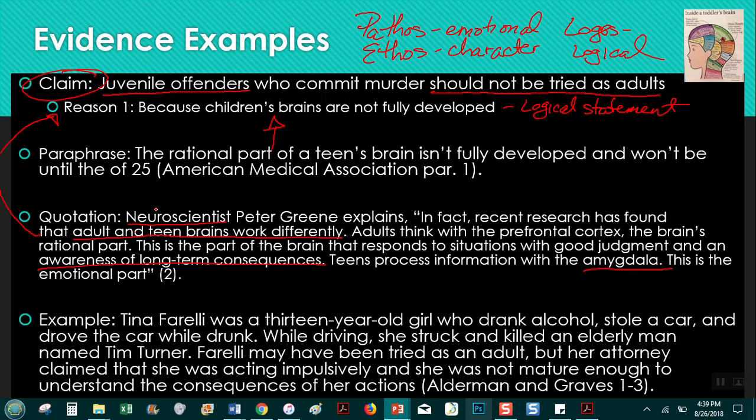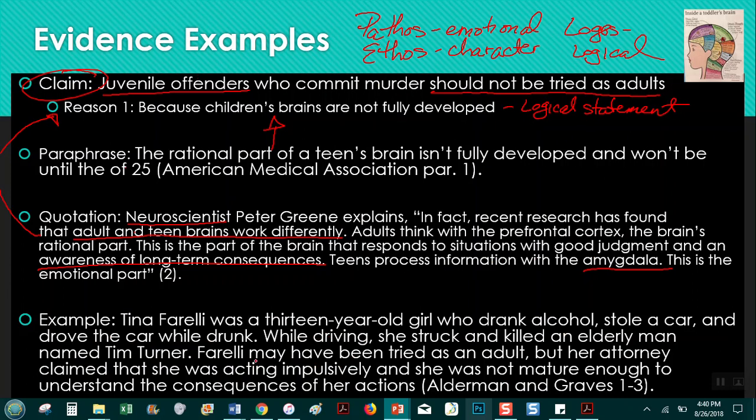Another piece of evidence, here's an example. Tina Farelli was a 13-year-old girl who drank alcohol, stole a car, and drove the car while drunk. While driving, she struck and killed an elderly man named Tim Turner. Farelli may have been tried as an adult, but her attorney claimed she was acting impulsively and was not mature enough to understand her actions. Then I have the citation for that as well. So again, this one connects a little bit more clearly to the claim, but I don't have an explanation.